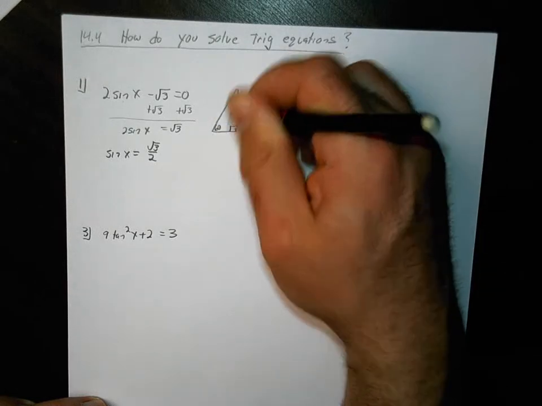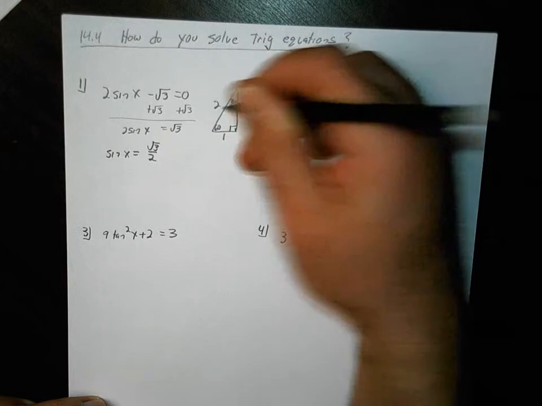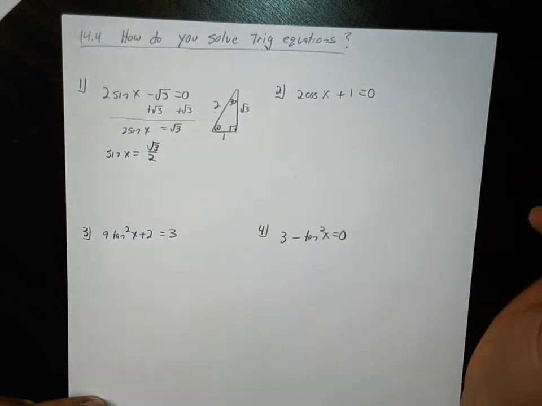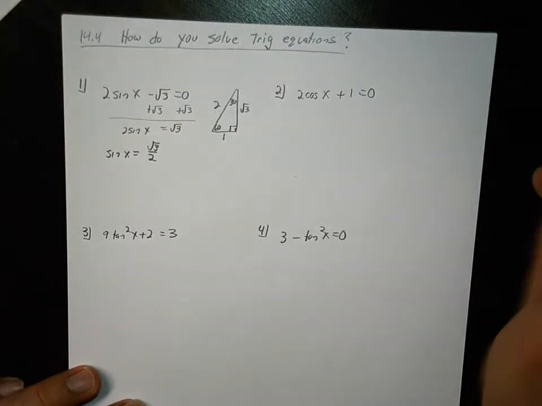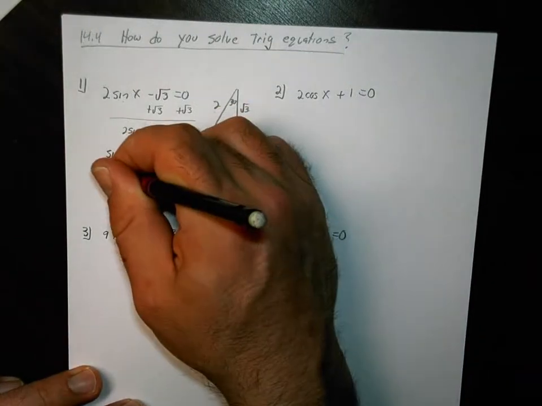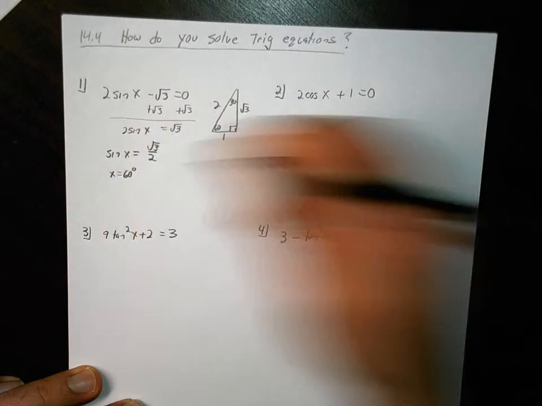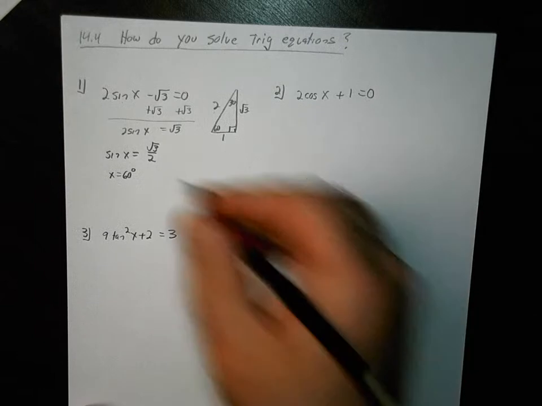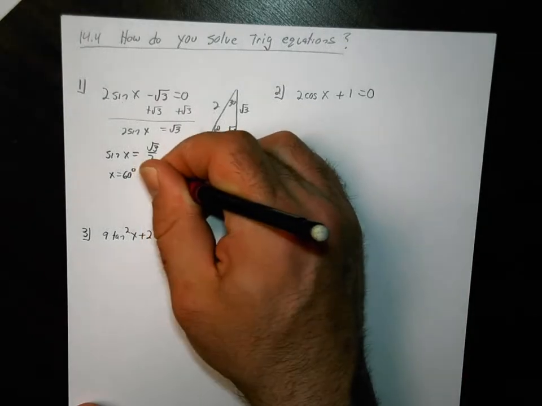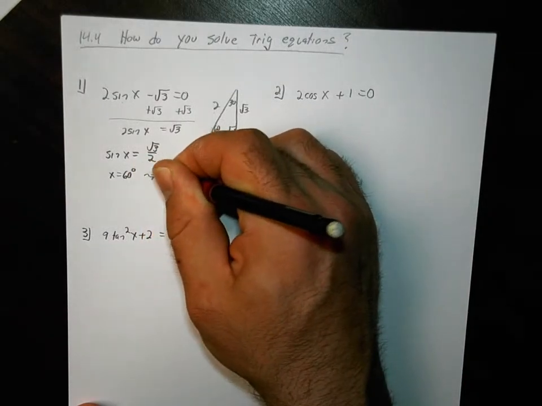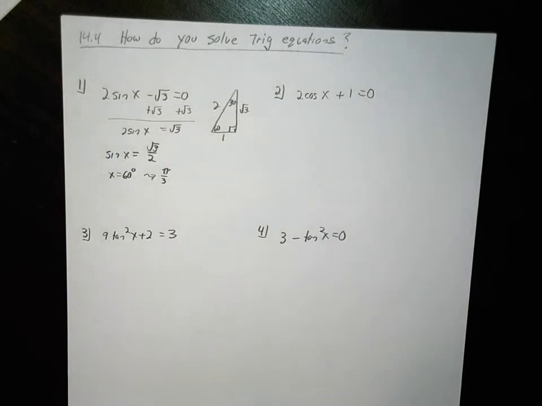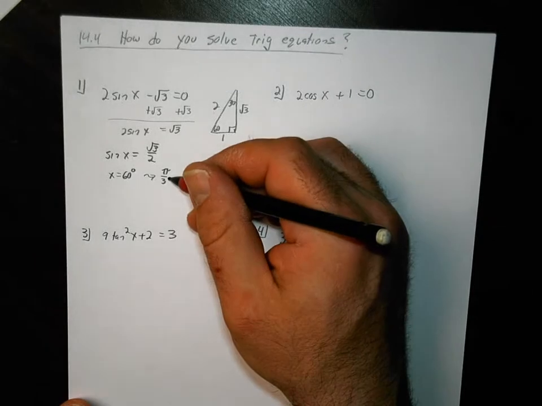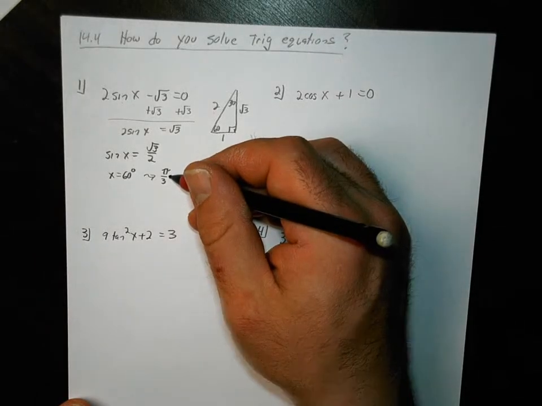60, 30 is 1, square root of 3, 2. Which angle is it? 60 degrees gives me an opposite over hypotenuse, that's the square root of 3 over 2. So 60 degrees. Now they're going to want the answers in radians in this case. So it's actually pi over 3. Okay. Now, however, there's another answer to this.